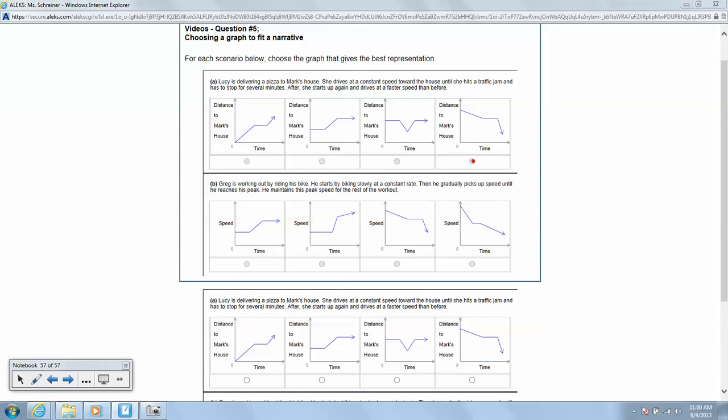Then it says he gradually picks up speed. So this one picks up, this one also picks up. Then he maintains his peak for the rest of the workout. So this one has him staying at the same speed the rest of the workout. This one has him continuing to increase. So we want to pick this one. Let's try another one.